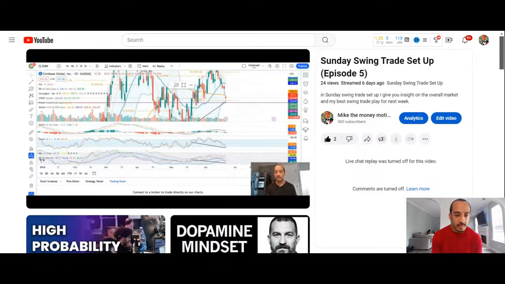But also look at these Bollinger Bands. You got the Bollinger Band up here, but it literally bounced off of the Bollinger Band.